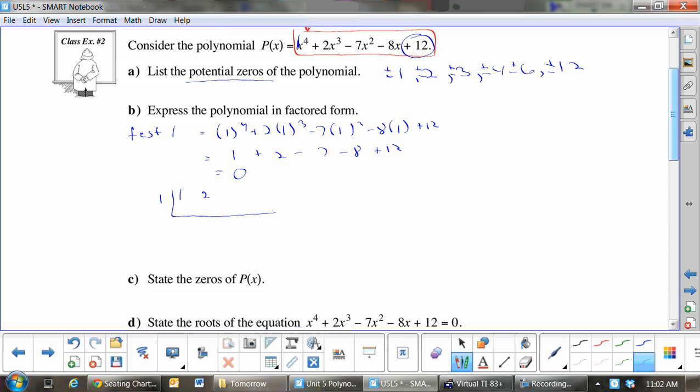1, 2, negative 7, negative 8, 12. So I'm just going to bring down the 1 here. 1 times 1 is 1. So I add those together, I get 3. 1 times 3 is 3. Add those together, I get negative 4. 1 times negative 4 is negative 4. Add those two together, I get negative 12. Okay, here again, I will get negative 12. Add those together, and I better get 0.